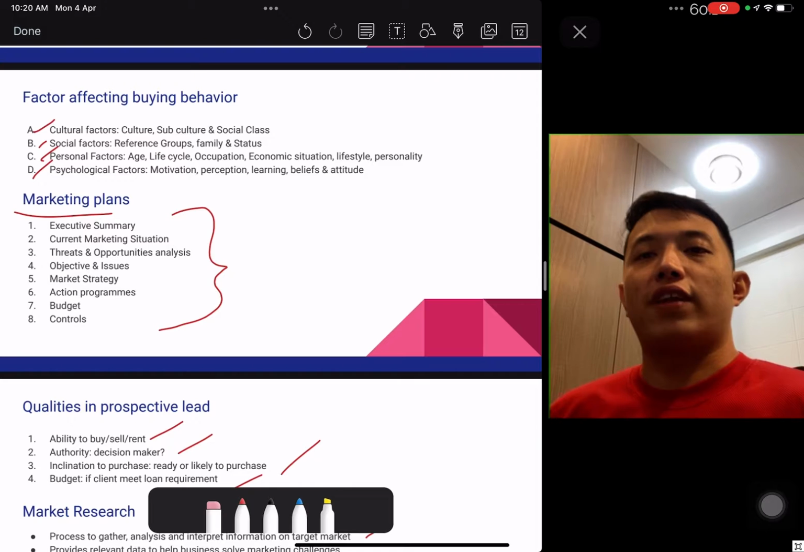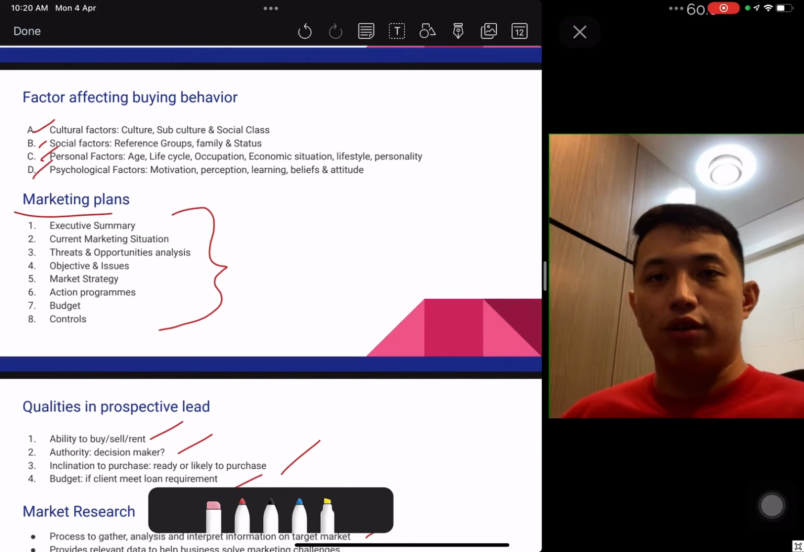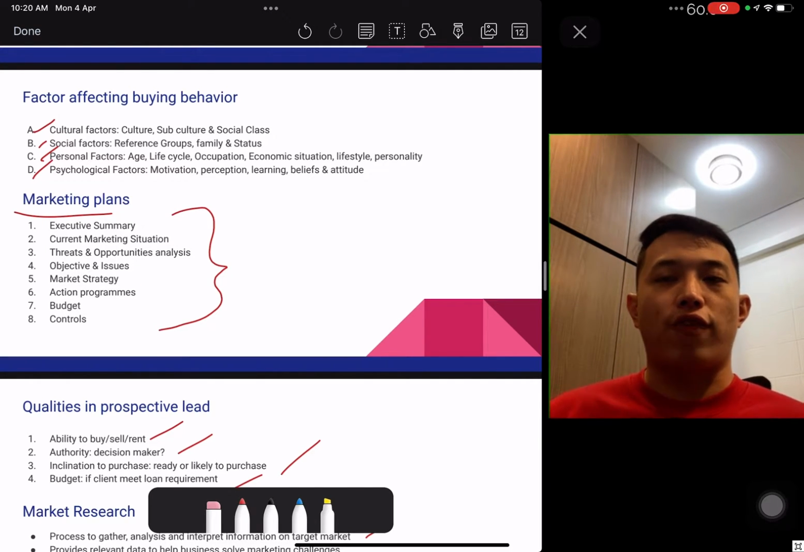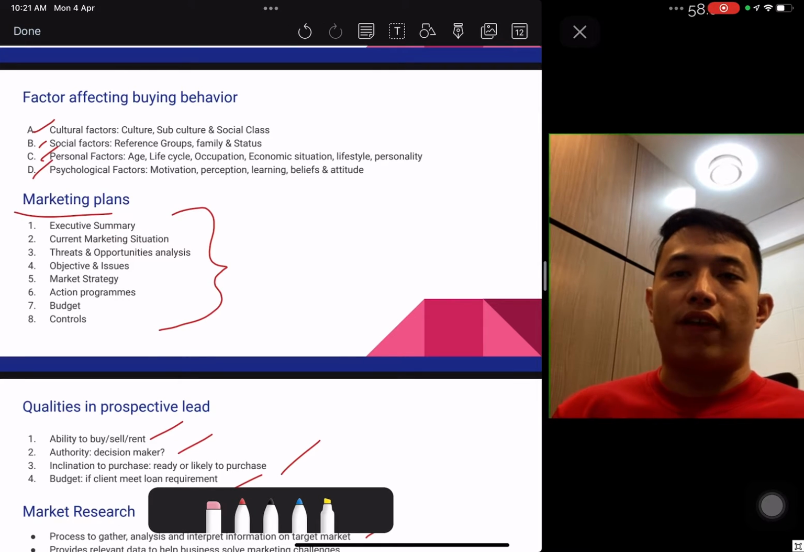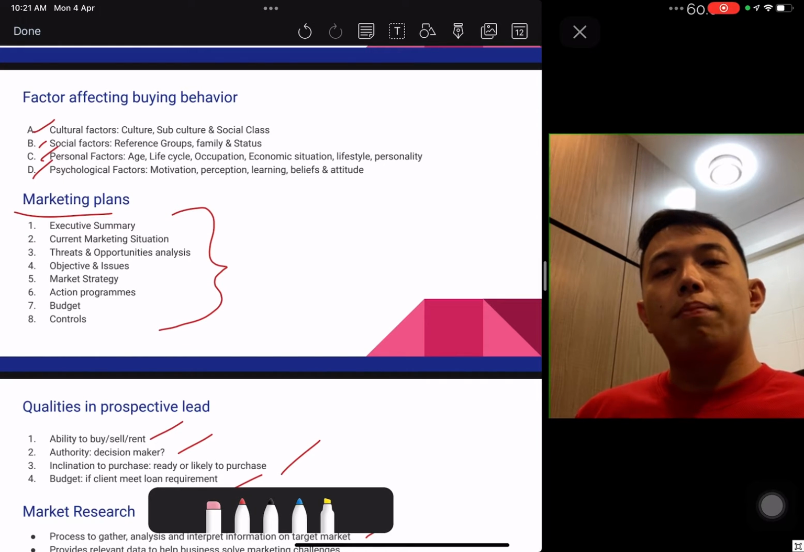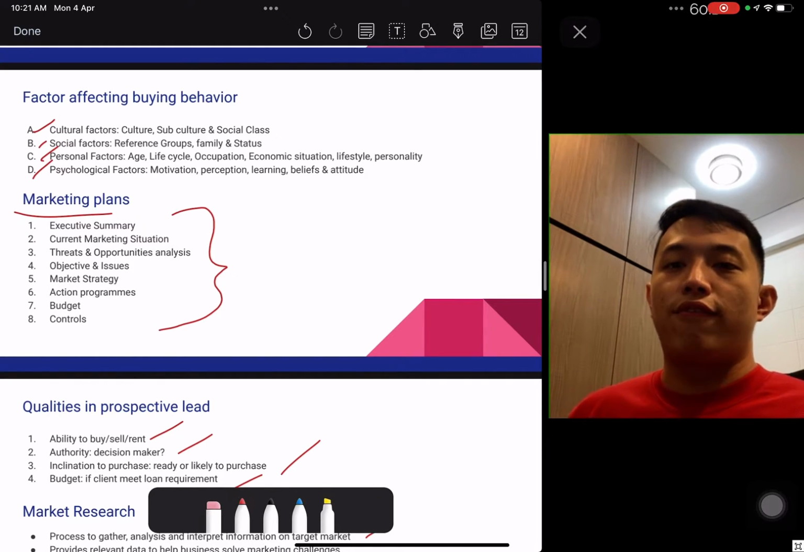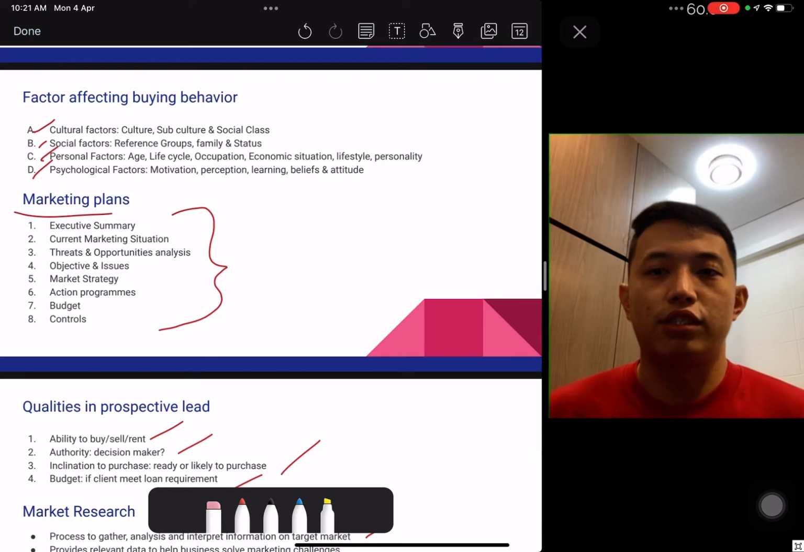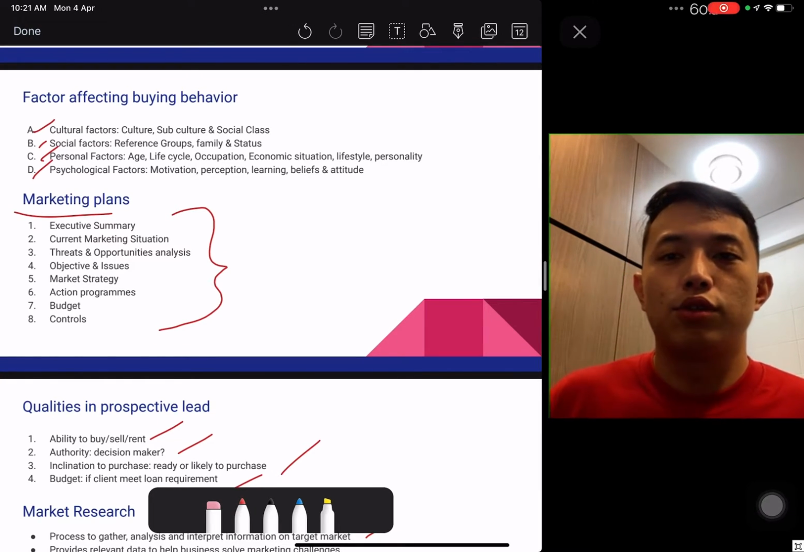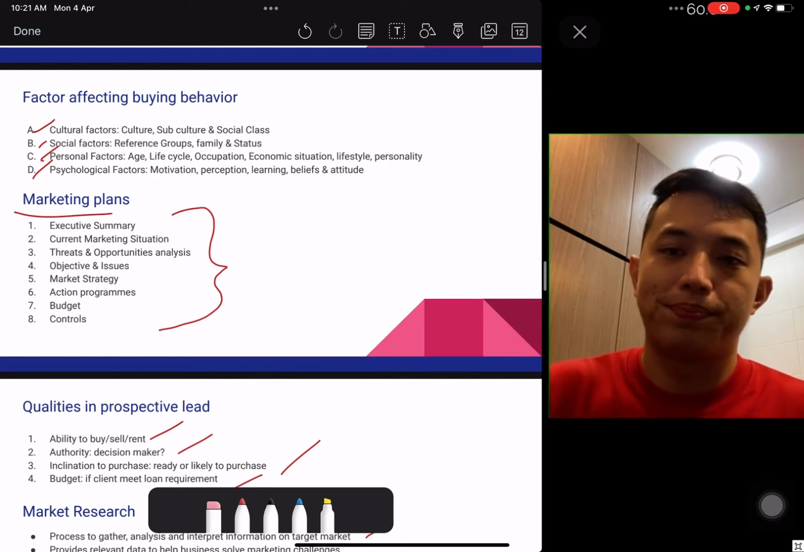Factors affecting a buyer's buying behavior also include culture: what kind of culture do they have? Social factors: what kind of groups, friends, and family status they have. Personal factors such as age, life cycle, occupation, lifestyle, and personality. Psychological factors such as motivation, perception, learning, and belief. Alright. As a marketing agent, the marketing plan must be done in advance, covering marketing current situation, threats and opportunities, objectives and issues, marketing strategy, action plan, budget, and control.